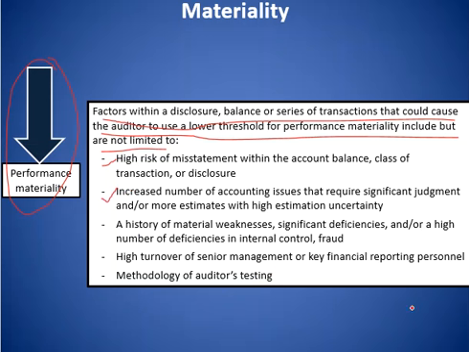Increased number of accounting issues. It requires significant judgment and or more estimates with high estimation uncertainty. So again, we're going to lower the performance materiality in those areas. A history of material weaknesses, significant deficiencies, or a high number of deficiencies in internal control, or maybe there was fraud in the account. Again, we want to lower the threshold. High turnover of senior management or key financial reporting personnel, and there could be issues with the methodology that the auditor is going to be using for testing, so we may want to change materiality levels based upon that. And when I say materiality levels, again, let me reiterate, performance materiality.